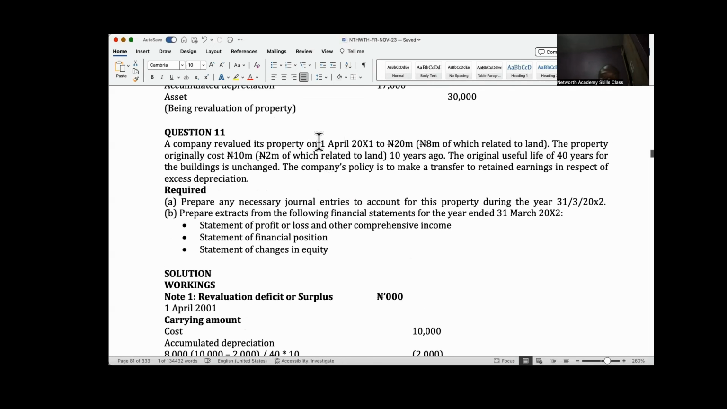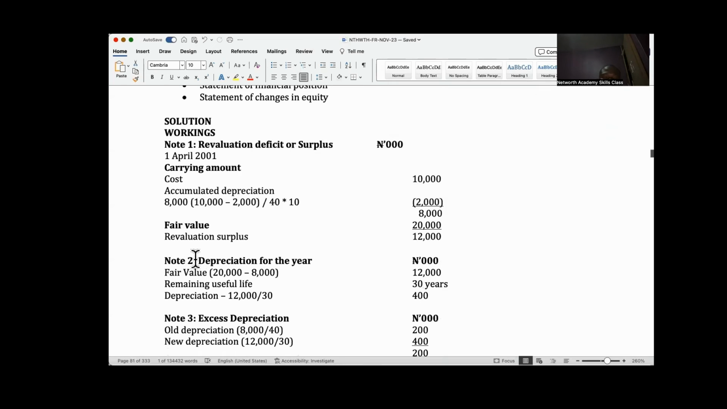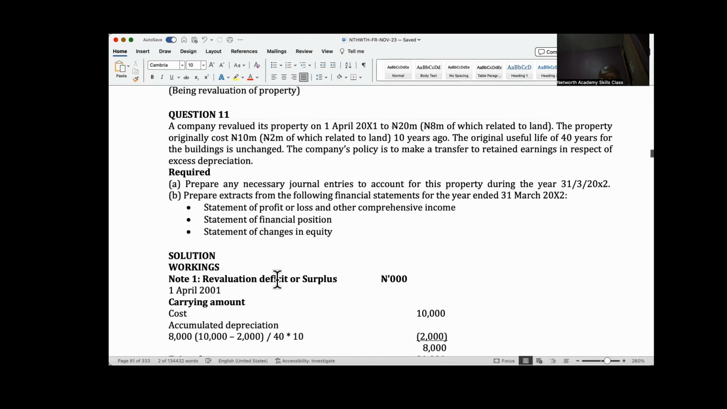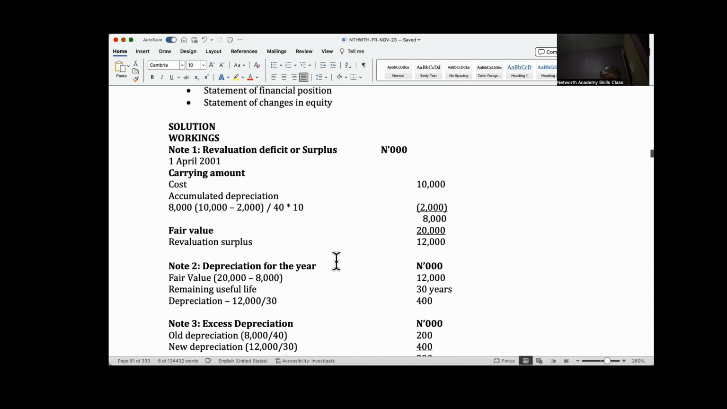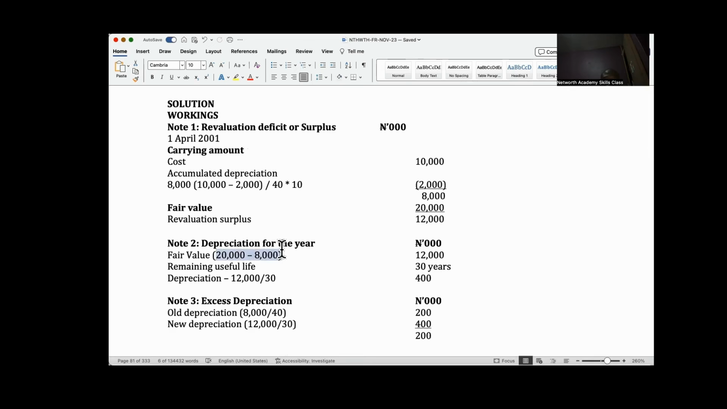However, since this evaluation was done at the beginning of the year, and the year end is 31st March, at the end of the year I will have to calculate my depreciation for the year. In doing my depreciation, I will now use the new value, which is the fair value. But since it's depreciation I want to calculate, I will have to remove the value relating to land, as given here, 8 million related to land, because land is not depreciated. By the time I take 20 from 8, I get 12,000.